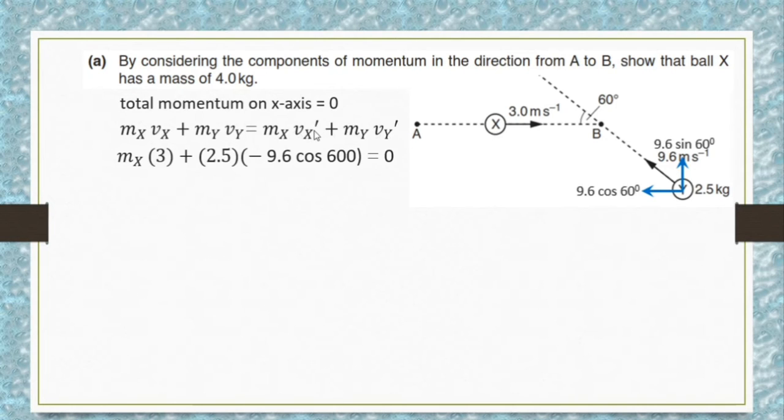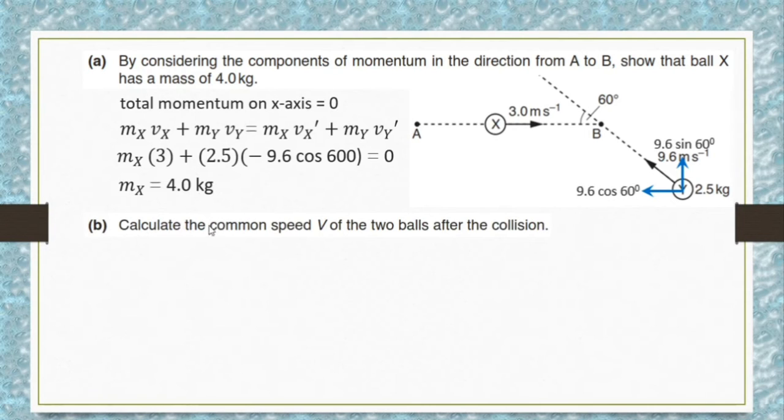We know that there is no x component of velocity after the collision, so this will be equal to 0. So we can calculate that mx is 4 kilograms by paying attention to the x component of the momentum. And for B, calculate the common speed V of the two balls after the collision.